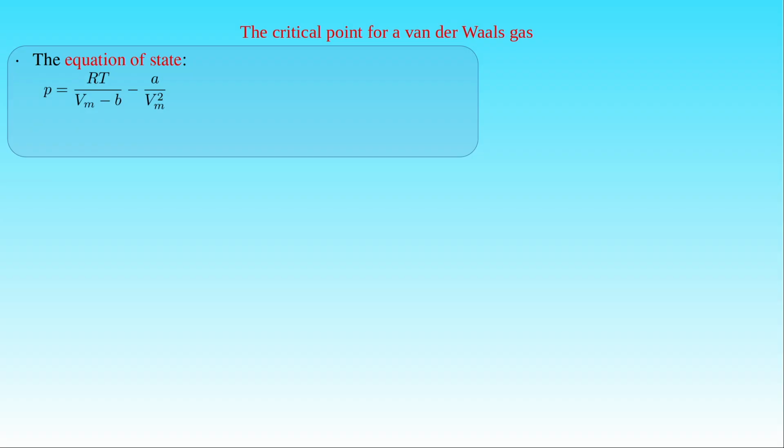In the equation of state of a van der Waals gas, the pressure P of the gas is expressed by the gas constant R times the absolute temperature T of the gas over the difference between the molar volume Vm of the gas and its volume correction constant B, minus the pressure correction constant A of the gas over the square of its molar volume Vm.